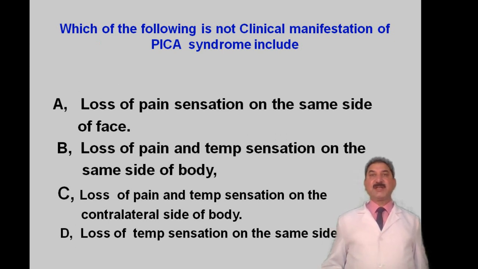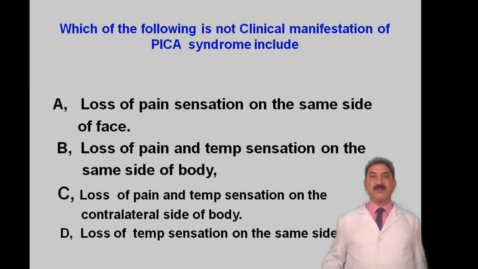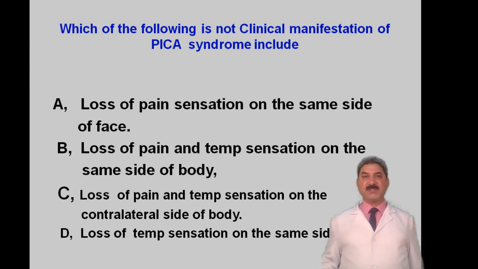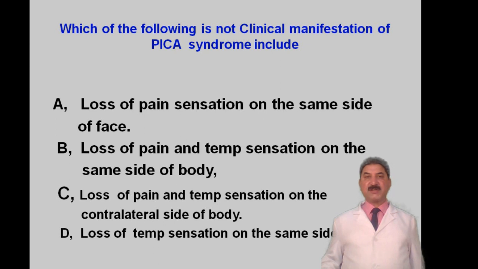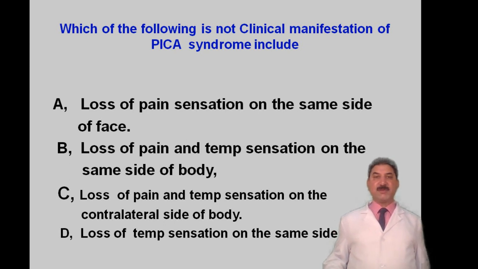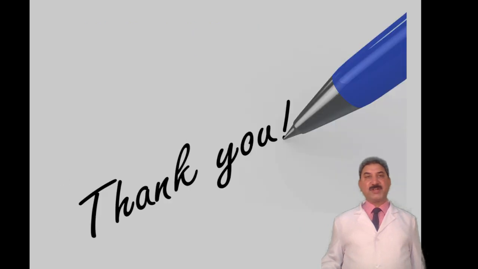Which of the following is not a clinical manifestation of PICA syndrome? Loss of pain sensation on the same side of the face, loss of pain and temperature sensation on the same side of the body, loss of pain and temperature sensation on the contralateral side of the body, loss of temperature sensation on the same side of the body. B is the wrong option.